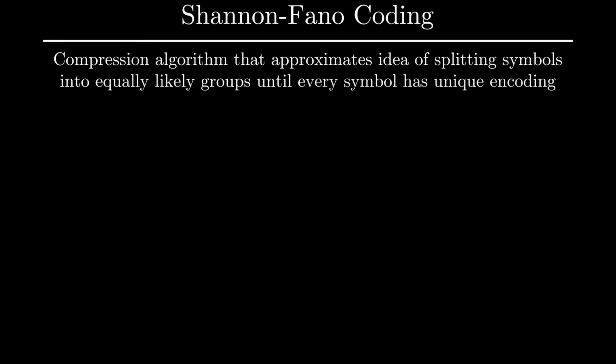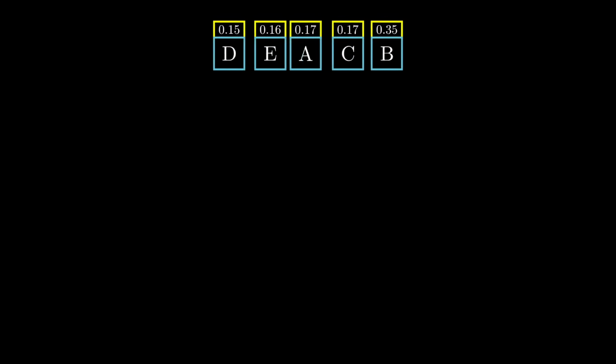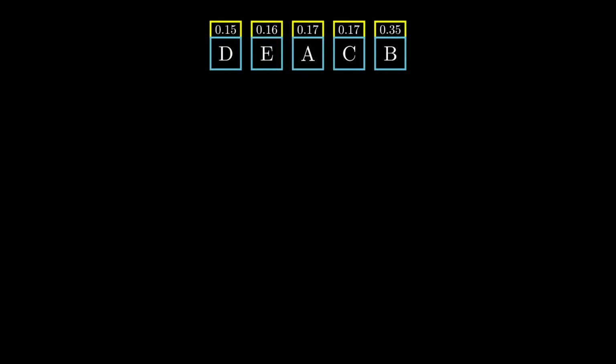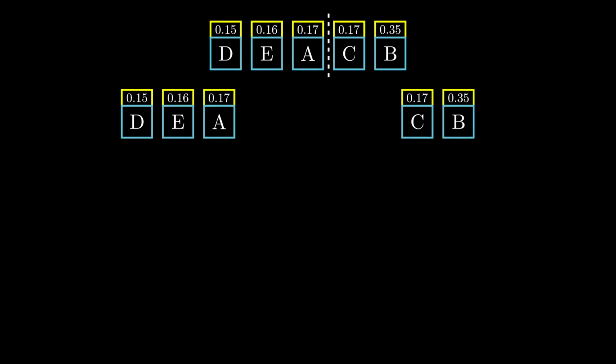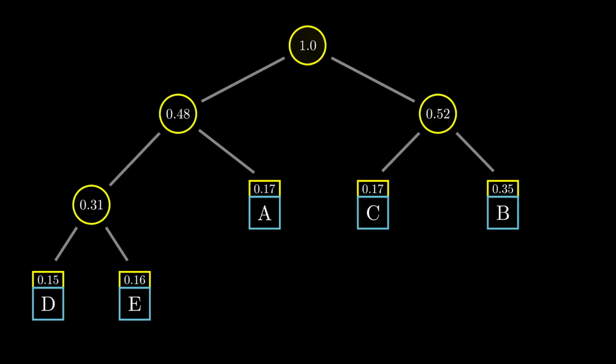I find it easiest to understand with an example. Given these probabilities, the first step in Shannon-Fano encoding is to sort the probabilities in increasing order. We find the best split of probabilities between the two groups such that the sum of each individual group is as close to each other as possible. It then repeats the same process recursively on each group until every group has one symbol. The encoding is simple once we have the splits. Every time we go to the left group, we add a 0, and every time we go to the right, we end up with a 1.